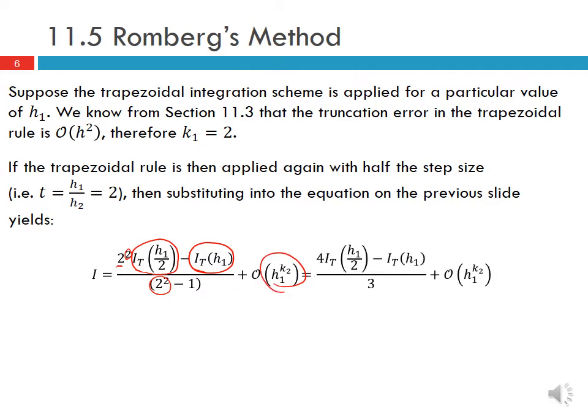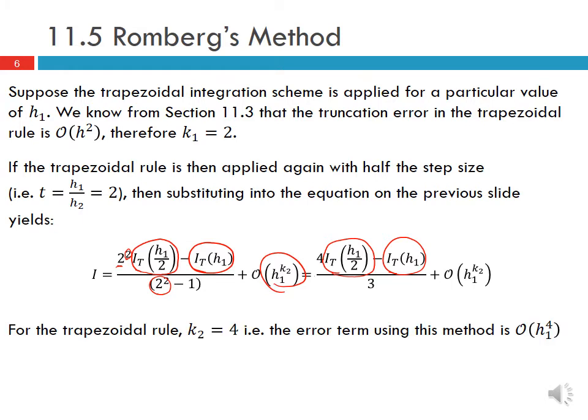So this is equal to 4 times our higher accuracy estimate, with h1 over 2, minus 1 times our lower accuracy estimate, divided by 3, which gives us an estimate with even higher order accuracy, so h to the power K2. For the trapezoidal rule, K2 is equal to 4, so the error term using this method is now h to the power 4. So combining with just a linear combination of two estimates that were h to the power 2, we were able to get an estimate that is h to the power 4.